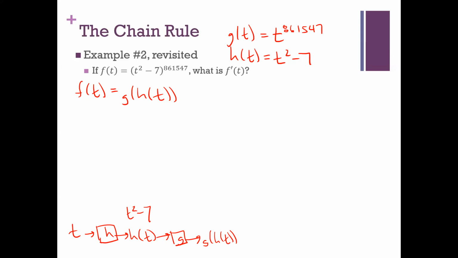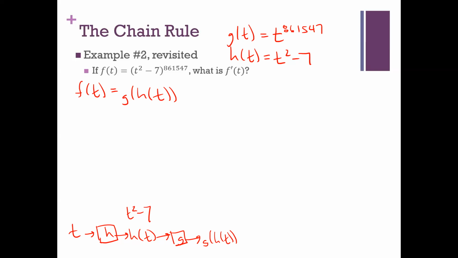Yeah, so there's no multiplication happening here, at least not in the way that I think you're getting at. So again, the three steps that t is going to take: it's going to get squared, it's going to get reduced by 7, and then that thing is going to get raised to the power of 861,547. Anything else about this definition?